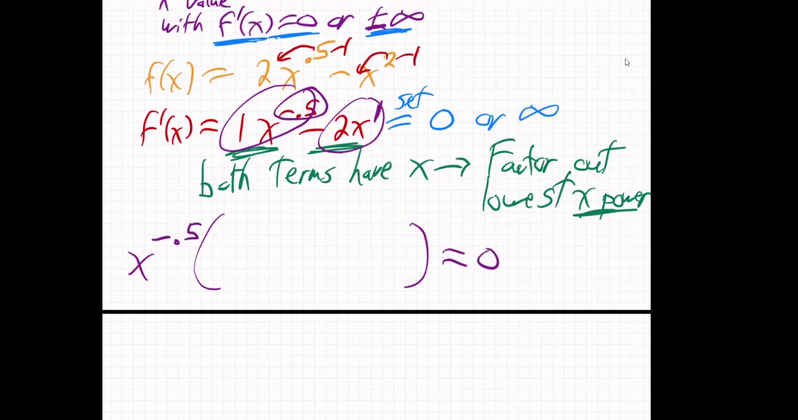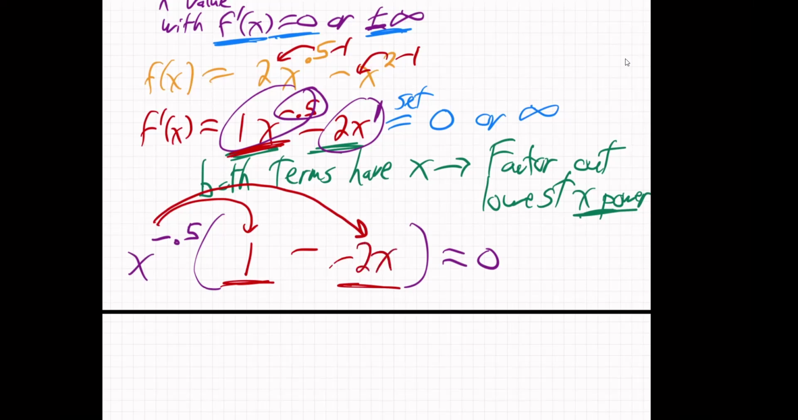And then how do you know? Okay, so I got it and all, but how do you know what goes here and here? You're going to have a minus in the middle. Just ask yourself what works. x to the minus 0.5 times what? Times 1. We'll go back to 1, x to the minus 0.5. And x to the minus 0.5 times what? Now that's tricky. Let me show you. It's going to be minus 2x.